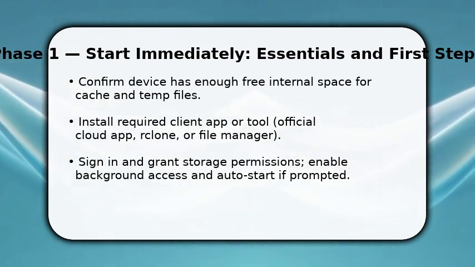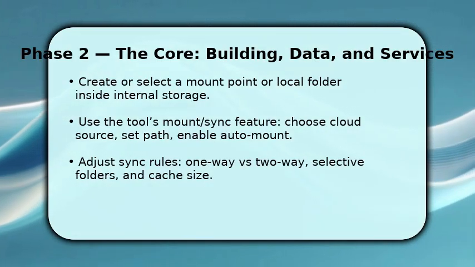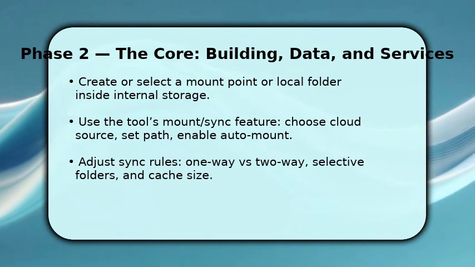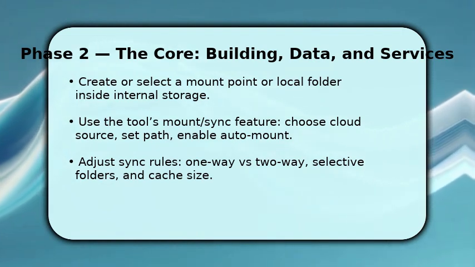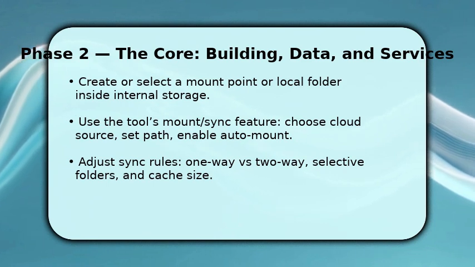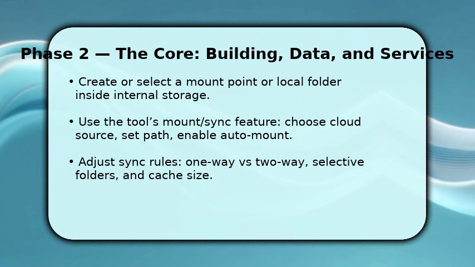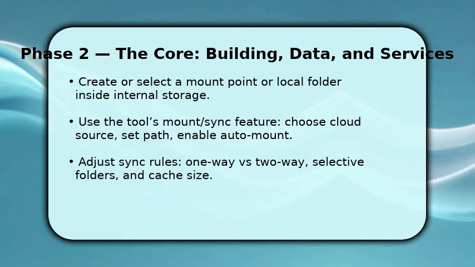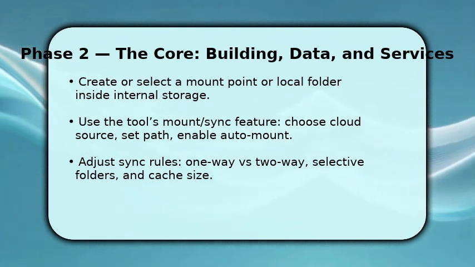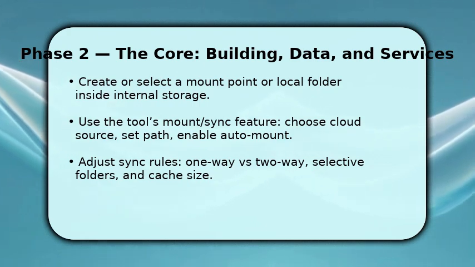Next, you map the cloud into a folder inside internal storage so apps access it like local files. Create a dedicated mount point or folder, then use the client's mount or sync function to point the cloud source to that path. Set sync rules, choose one-way or two-way syncing, pick folders to sync, and set cache limits to control internal storage use. Make sure auto mount is enabled so the mapping persists across reboots. This prevents broken links when apps expect.